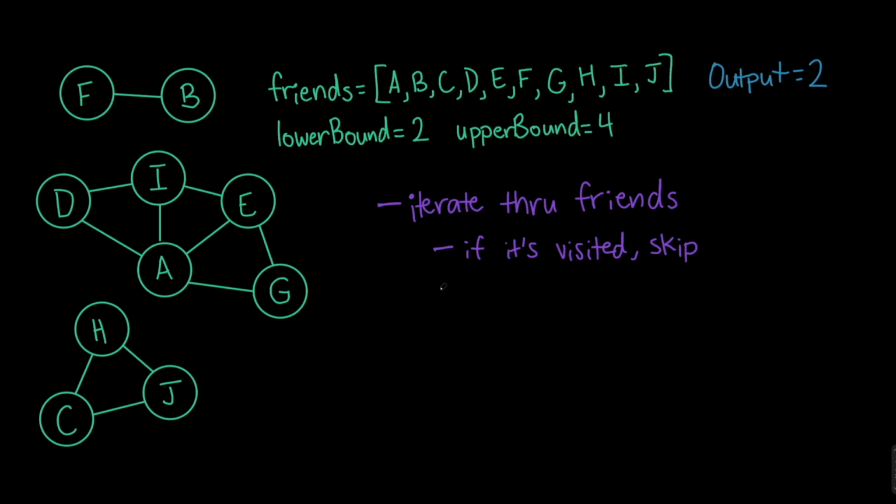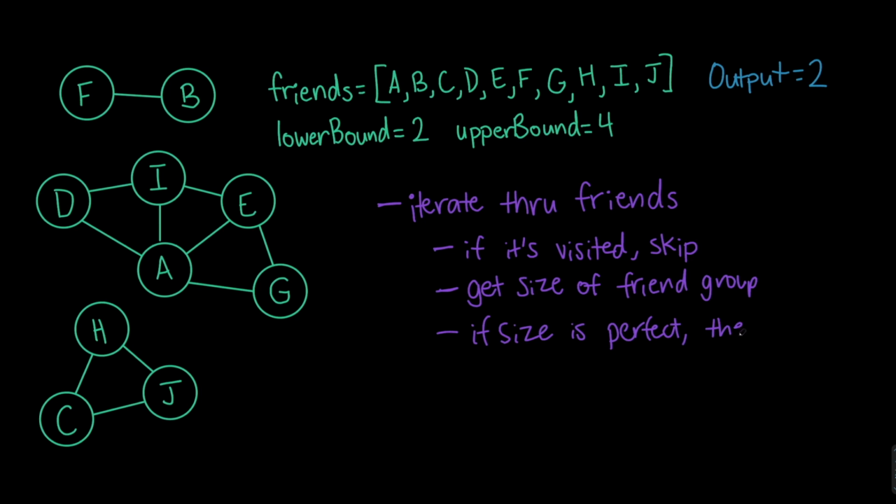Otherwise, at this point, we can assume that this node has not been visited. We want to get the size of this friend group. So let's say get size of friend group. And then here, we're going to say, if the size is perfect, then bump our counter. That's the core of this algorithm. Then we'll just say, for simplicity, count plus plus, just to say we're incrementing our count by 1. We probably won't name it count, but just for simplicity here.